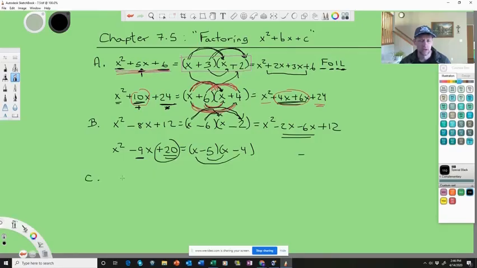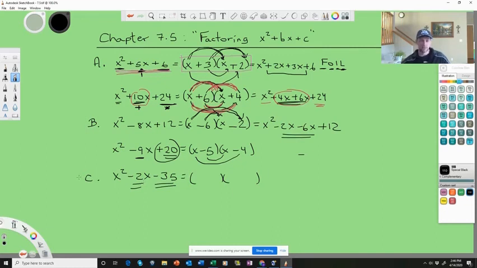All right, what about if I made it a little bit harder? X squared minus 2x minus 35. Now I got two negatives in there. No big deal though. Think of two numbers that multiply out to negative 35 and add up to negative 2. I bet you can do it.